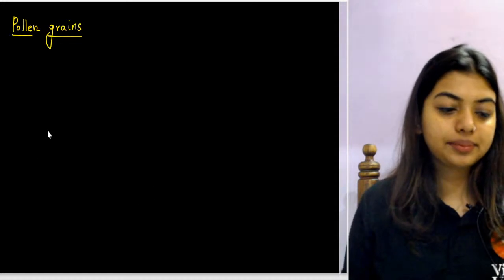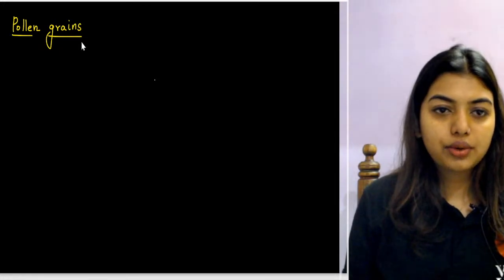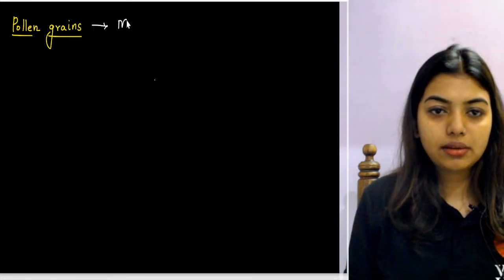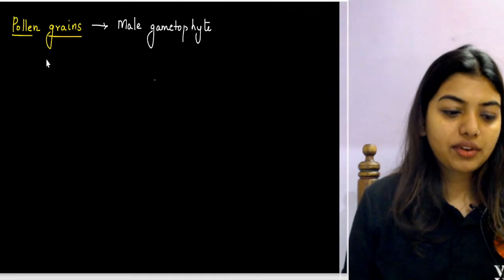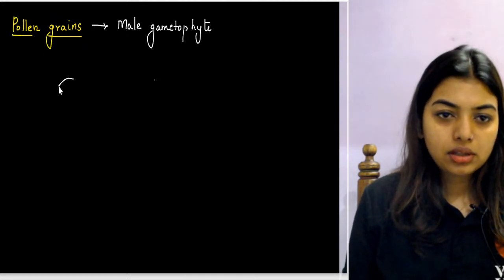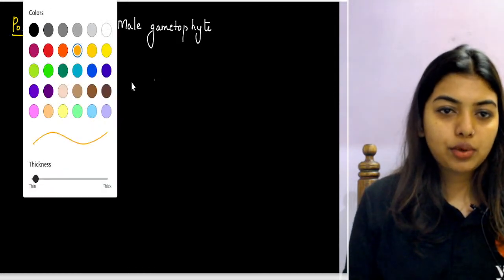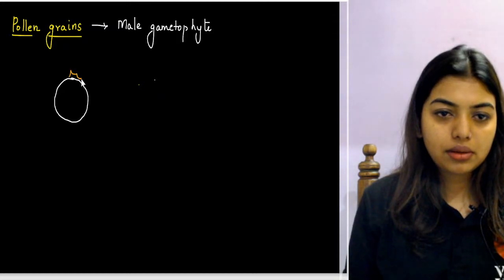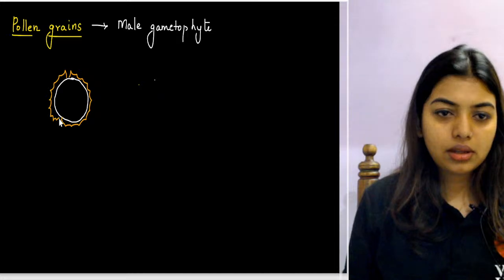Yes, pollen grains. These pollen grains are, most importantly, the male gametophyte. This male gametophyte will have the pollen grain. This is the pollen grain. On the pollen grain, two layers are going to be there. This is the outer layer called the exine. And then there are spaces.